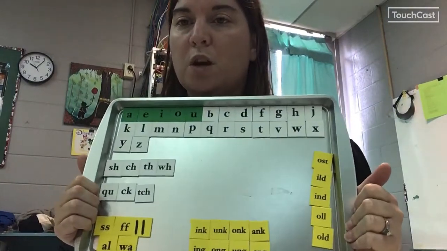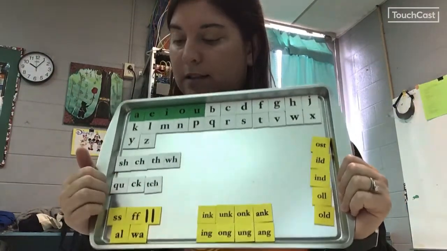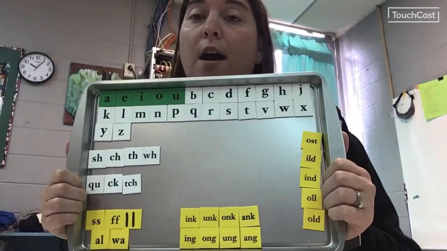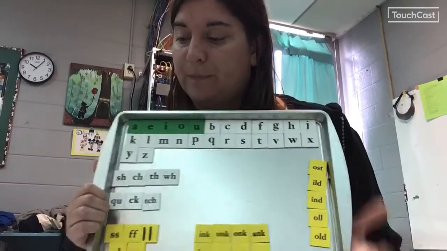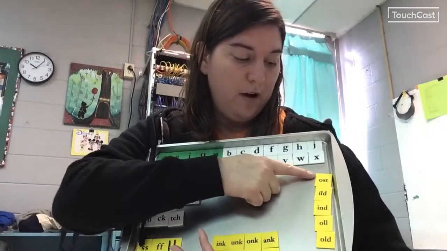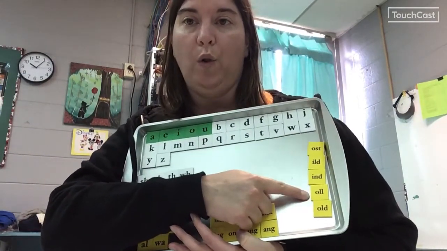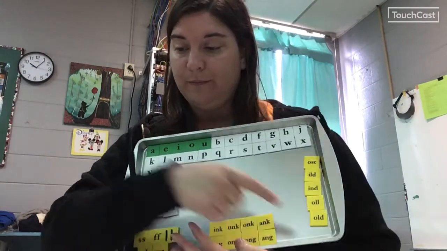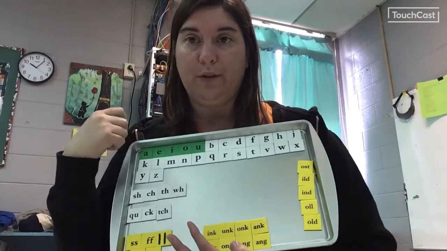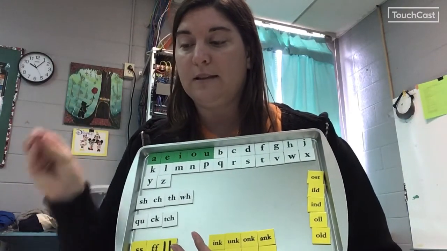We're going to build some words. I have mine set up like this. Yours may look a little bit differently because you have the paper letters, and that's totally fine. So, we are going to be working with our ost, ild, ind, ol, and old again. We are going to say the word cold. Cold. In the word cold, we have a k sound.